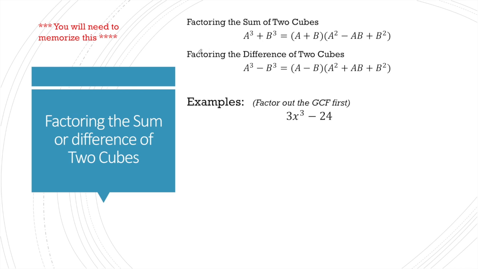Remember, even when you're using these shortcuts, you need to factor out the greatest common factor first, right? If we didn't do that, this wouldn't look like a perfect cube, the perfect difference of two cubes. The greatest common factor of 3x cubed and negative 24 is going to be 3. So I'm going to pull out 3, which leaves me with x cubed minus 8. We can now go ahead and substitute into our equation.